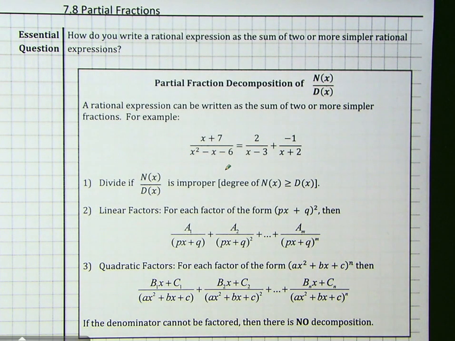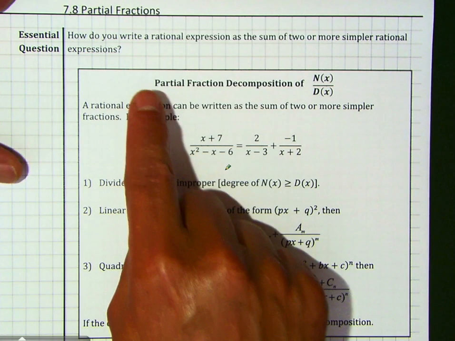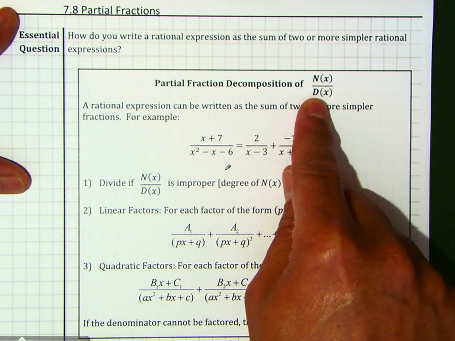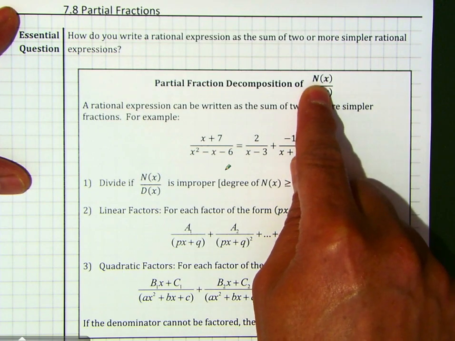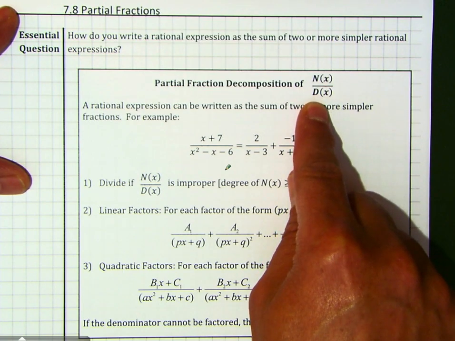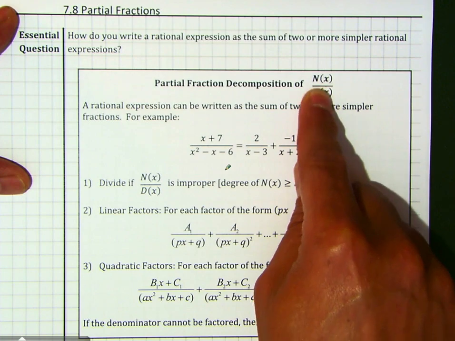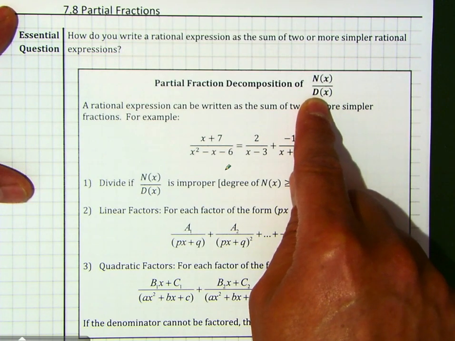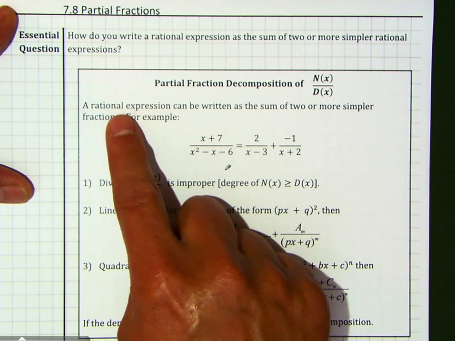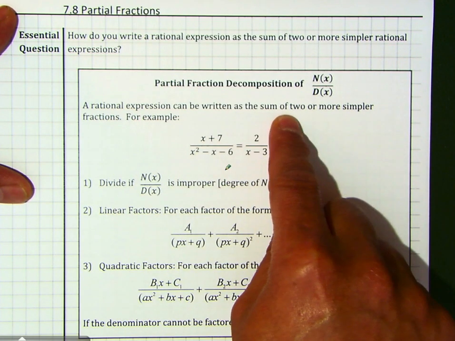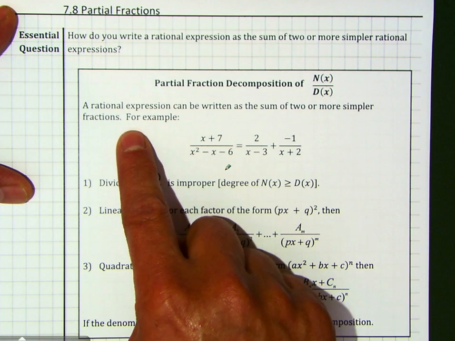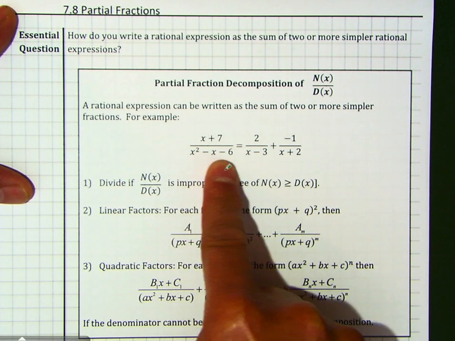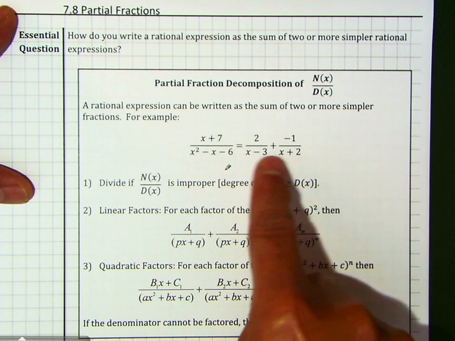Excellent. So today we're going to cover something called partial fraction decomposition. If we have a rational expression, a polynomial divided by a polynomial, we can simplify it. A rational expression can be written as the sum of two or more simpler fractions. So basically, if we have a rational expression, we can break it down as a sum of two expressions.